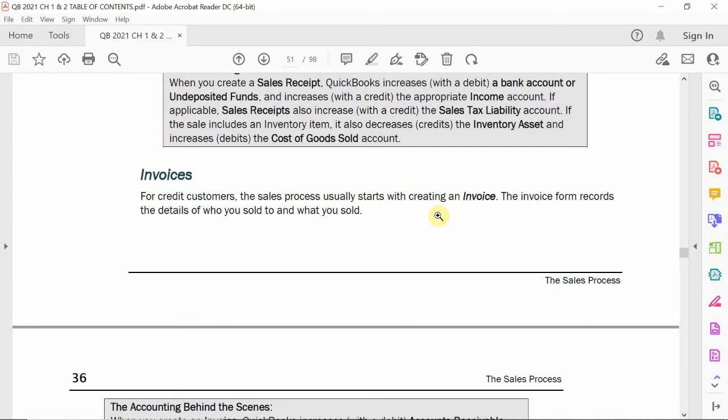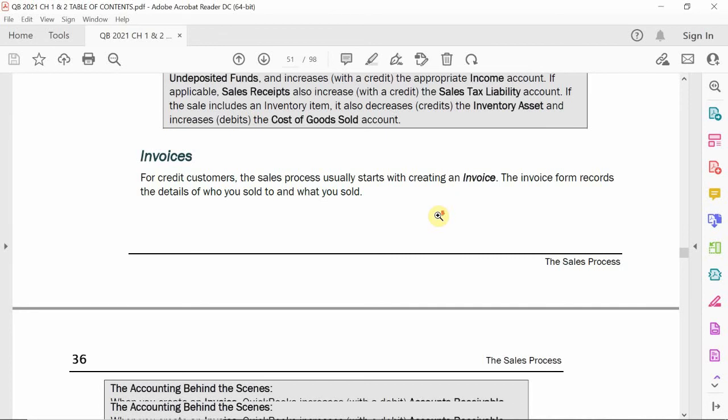So in this case, when we're looking at the sales process and we need to bill somebody, we're going to issue an invoice to say, hey, you owe me money. And this is your invoice. Okay? So that's what we have to understand there.